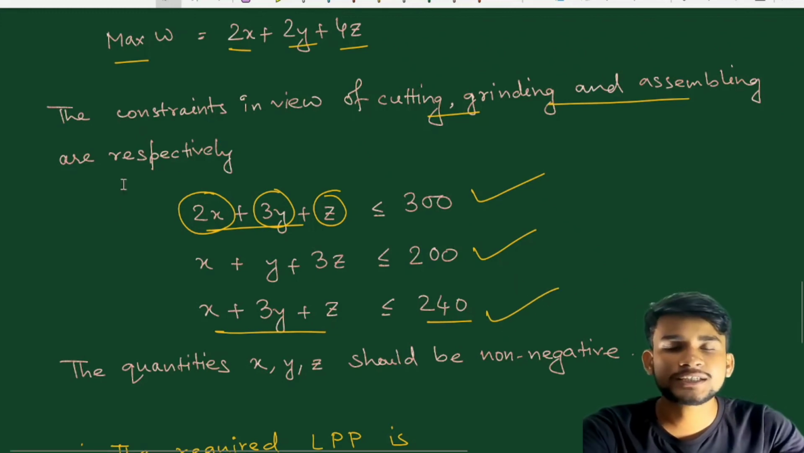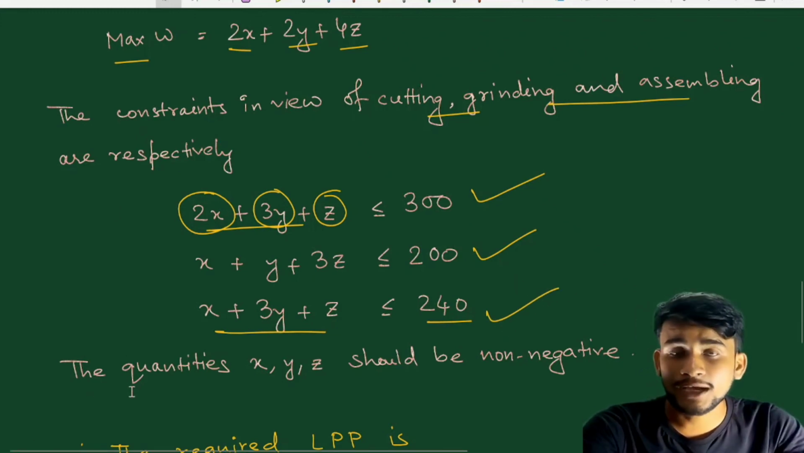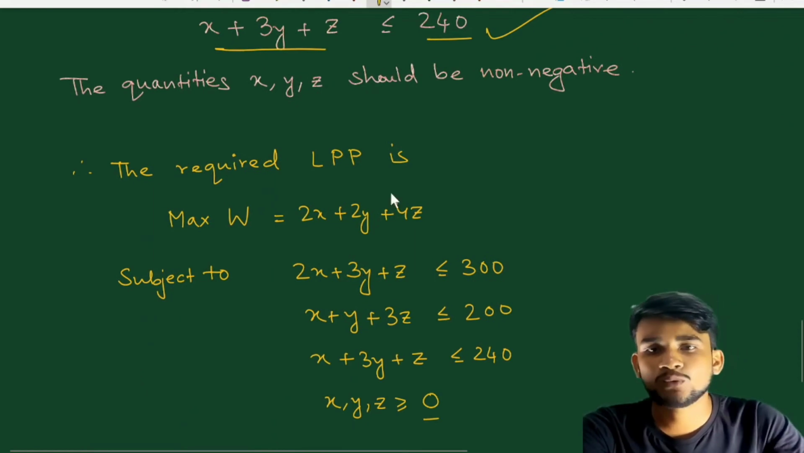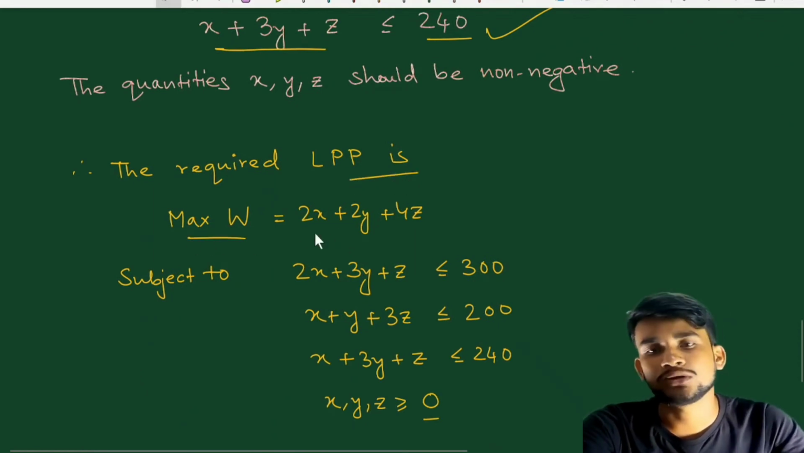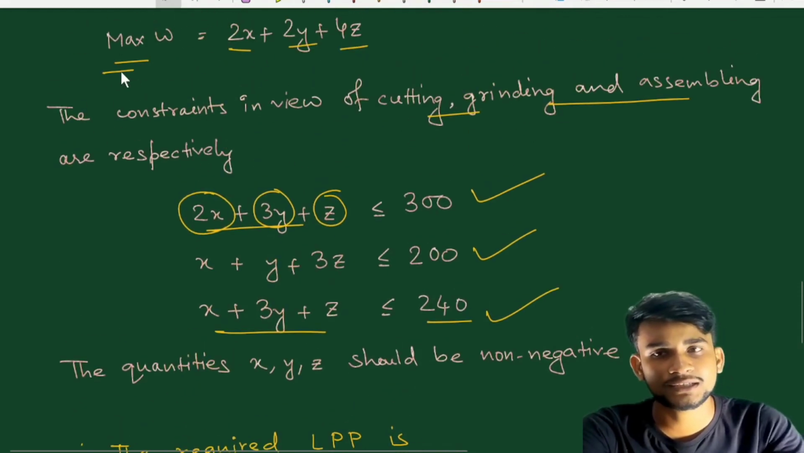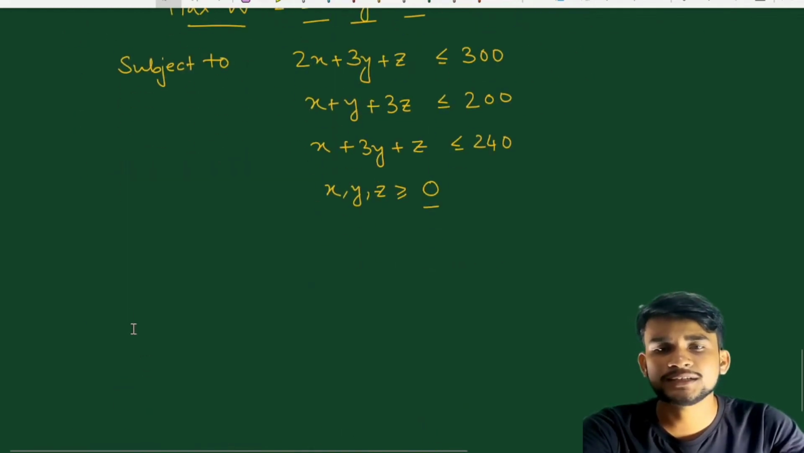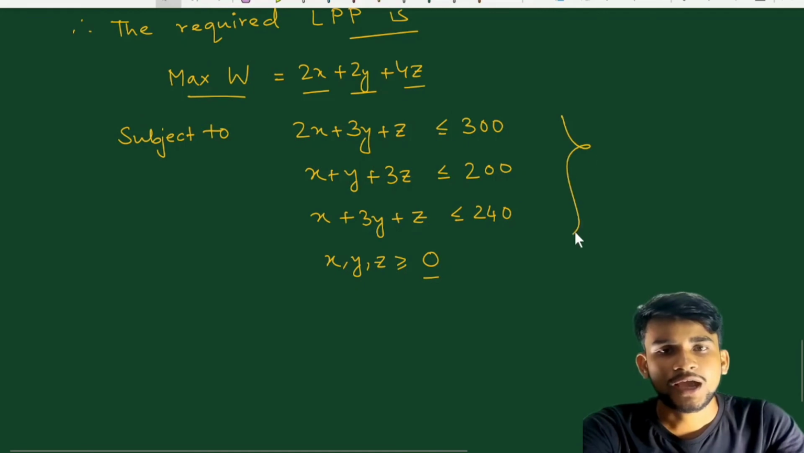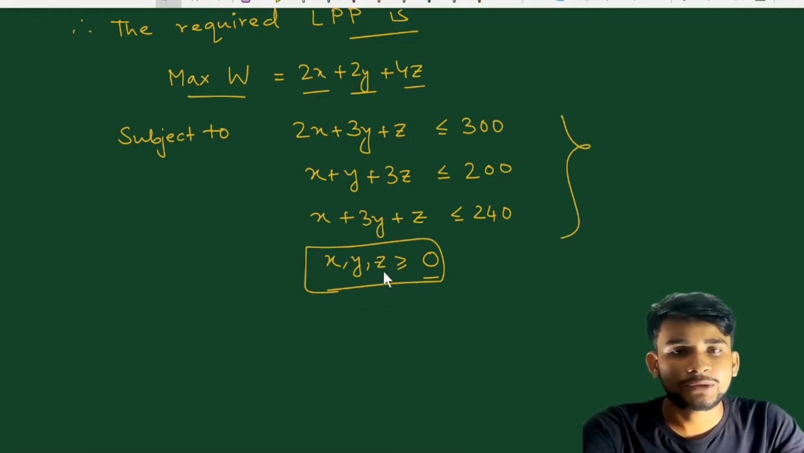So we have formulated the LPP. Therefore the required LPP is maximize W equal to 2x plus 3y plus 4z, this is the objective function, and these three are the constraints. And obviously x, y and z satisfy the non-negativity condition.